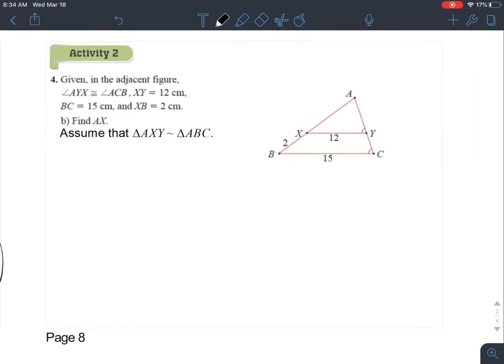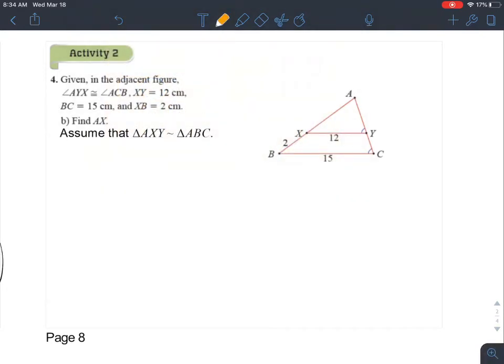Okay, now I want you to do a similar thing. Instead of just finding the scale factor, what I want you to do is to find the length of AX. Again, assume that these two triangles are going to be similar. Pause the video here. When you are done, start it up again, and I will explain how to do the question.